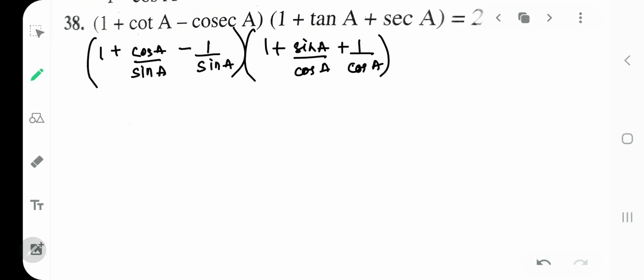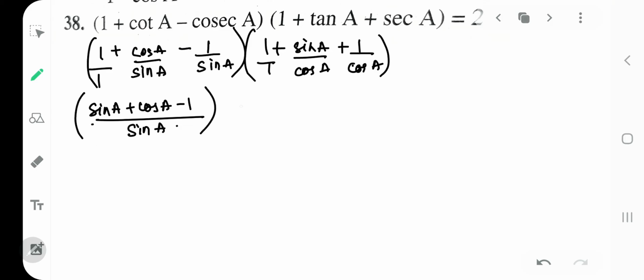Let's start with LCM. There's nothing here, so I'll take an LCM sin A. So it will be sin A plus cos A minus 1 here, and here the LCM will be cos A, and above will be cos A plus sin A plus 1.